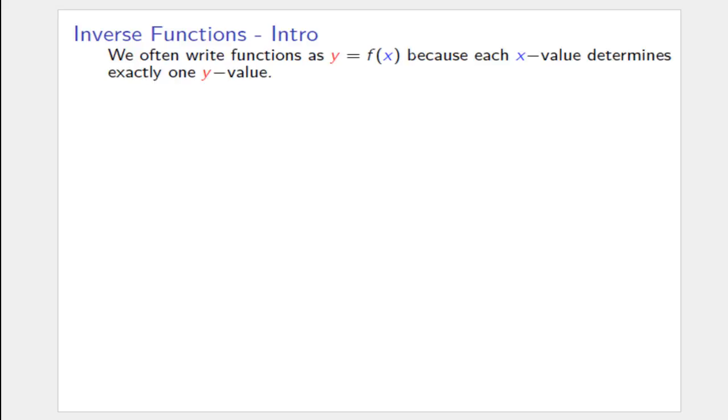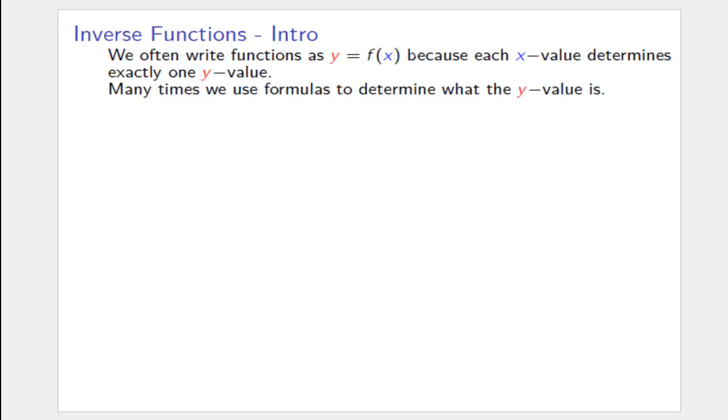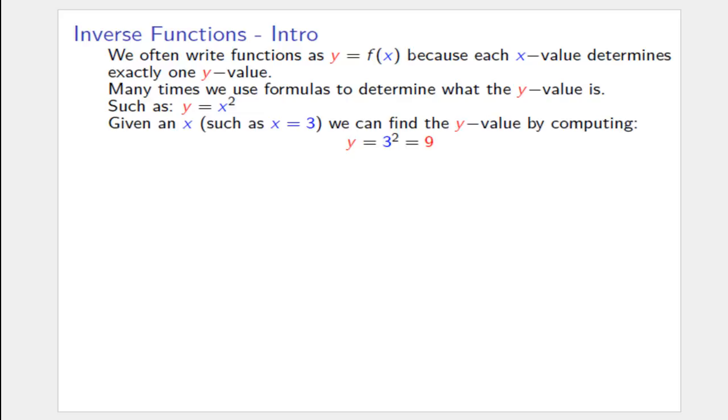We often write functions as y equals f of x because each x value determines exactly one y value. And many times we use formulas to determine what the y value is. Such as for the function y equals x squared, given an x value, such as x equals 3, we can find the y value by computing y equals 3 squared, which is 9.